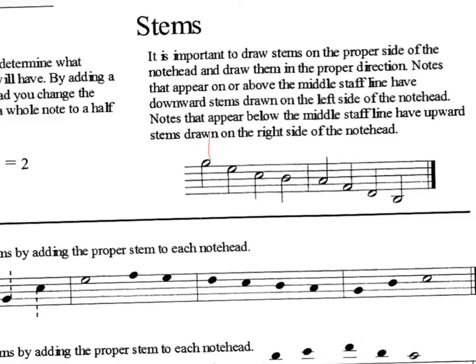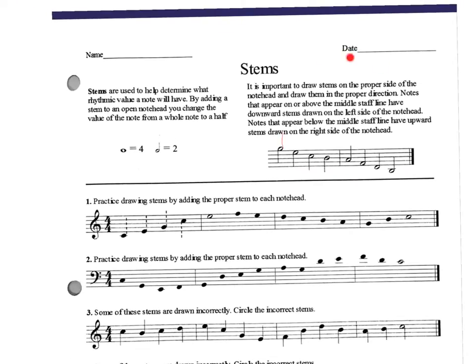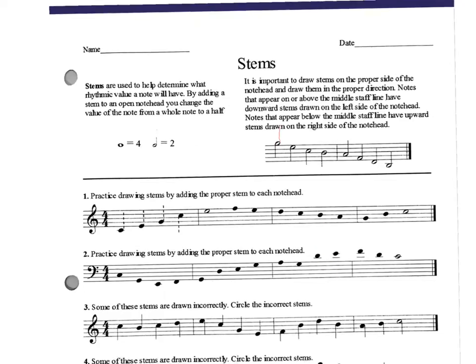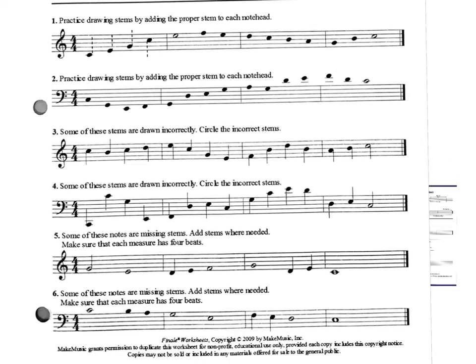You have to draw them in the right place for it to be considered correct. So pay attention to this. This is like the entire lesson. It asks you to practice drawing stems by adding the proper stem to each note head. That's number 1. So that's just doing what we just talked about. Number 2, you're drawing more stems. Number 3, some of these are drawn incorrectly. I want you to circle the incorrect stems. I'll give you one for free.